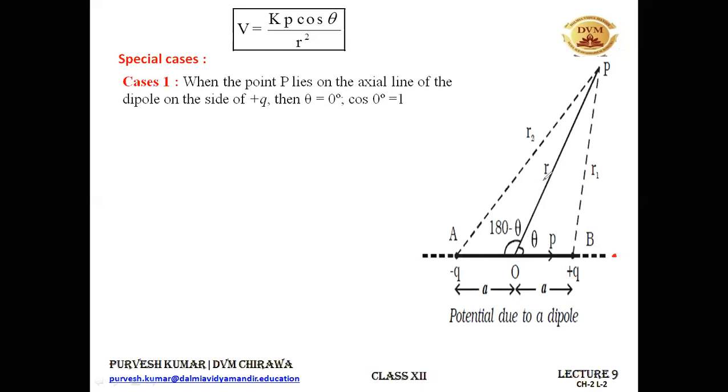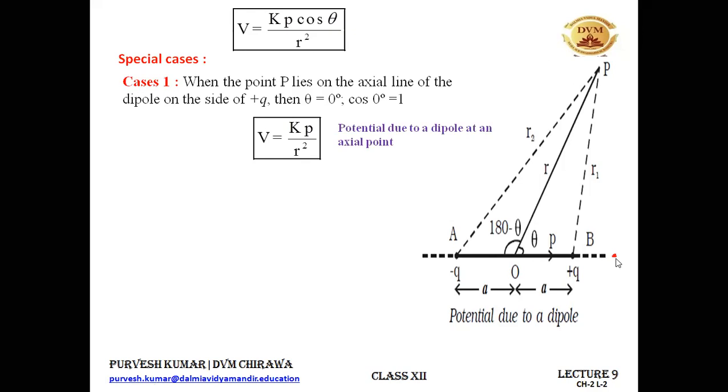When it is 0 degree, cos 0 is 1. We know this cos 0 is 1. So the expression gets modified as Kp upon r square. So this is the expression for the electric potential due to a dipole at an axial point, provided that axial point is lying on the side of the plus q charge. So it is Kp upon r square, where r is the distance of that point from the midpoint of the dipole. So for the axial point, theta becomes 0 degree.